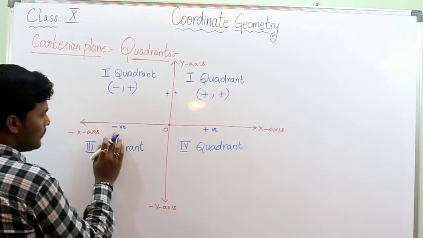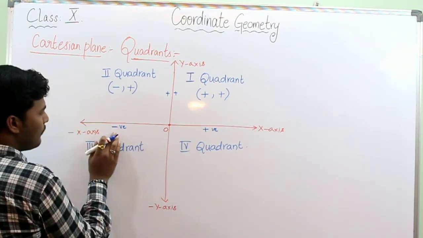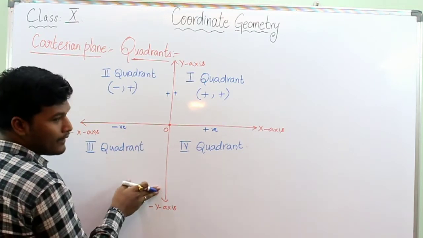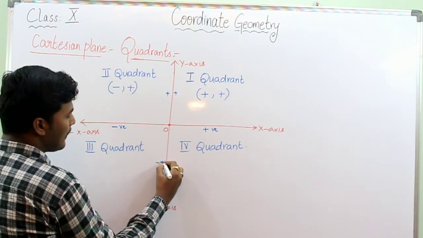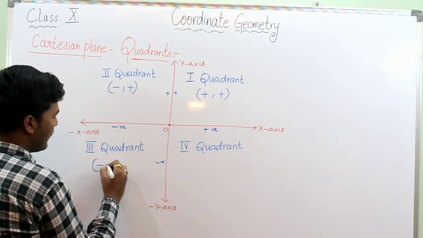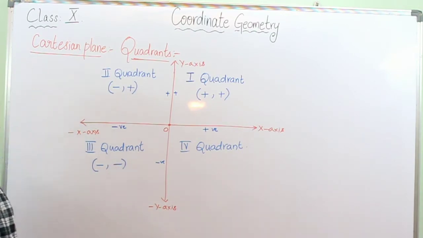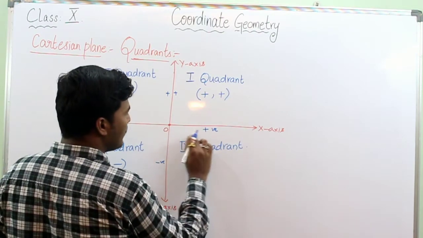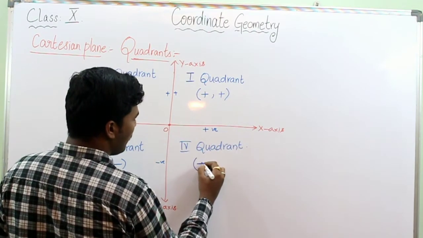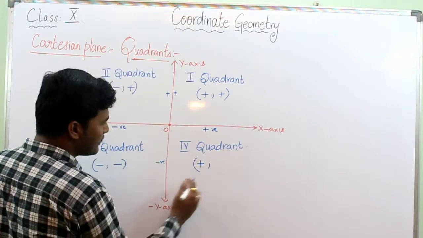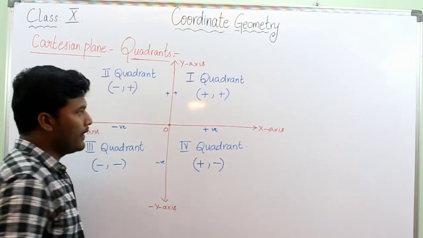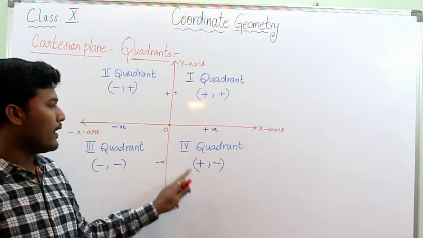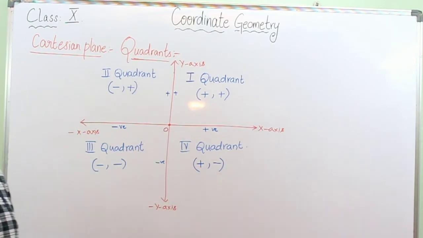Now in the third quadrant, the x values are negative, and this region is also below the x-axis, so here also we have negative values. Both x and y are negative in the third quadrant. Now in the fourth quadrant, the x values are positive and the y values are negative. Hence in the fourth quadrant the signs are plus and minus.